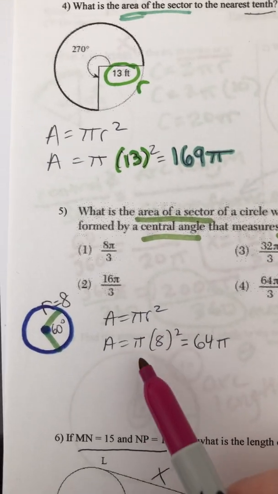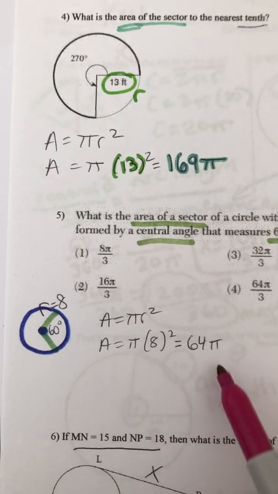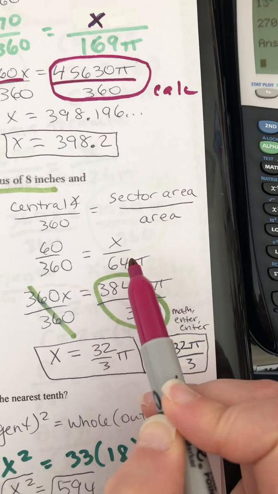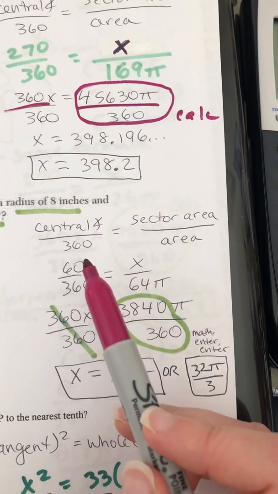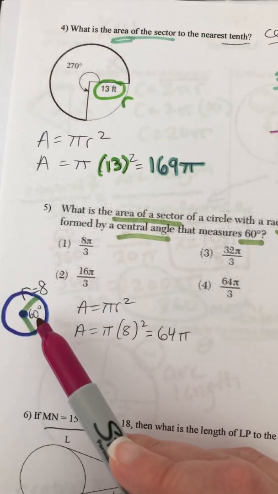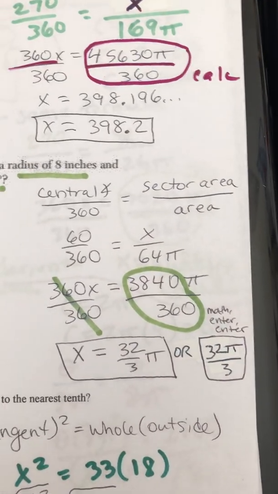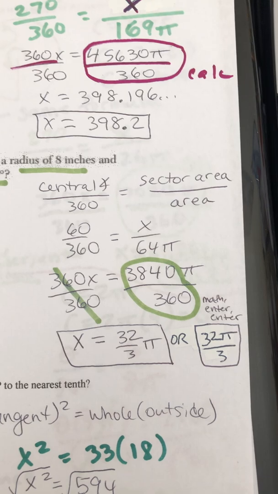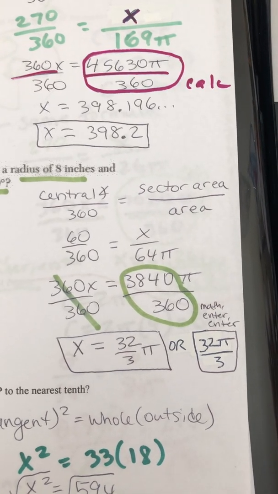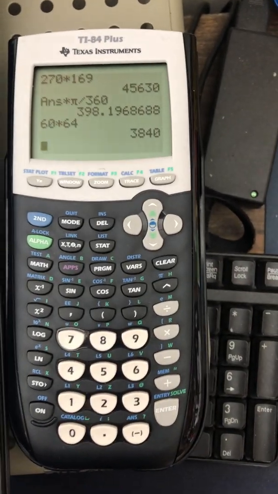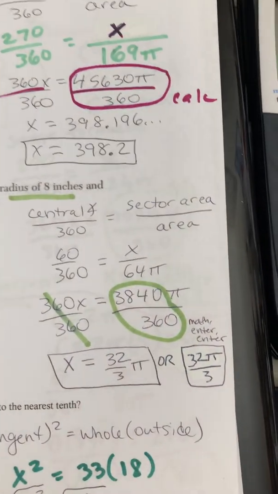I'm going to find the area, pi 8 squared is 64 pi. Plug that in right over here for the area of the circle. You get 60 for the central angle, right? 60, it says either in the picture you look at it or in the number in the question. 60 over 360 equals x over 64 pi. When you cross multiply, that's 60 times 64. I'm going to do it on my calculator to show you. You get 3840. Look at that, 3840 pi.